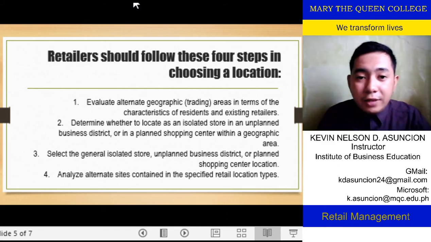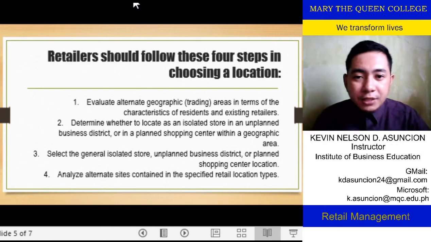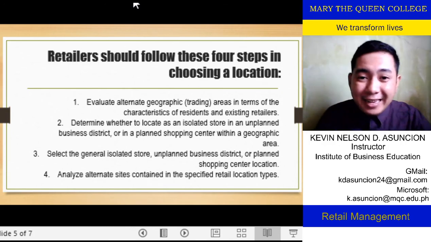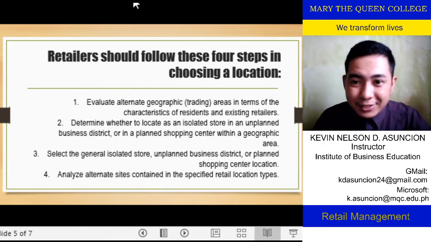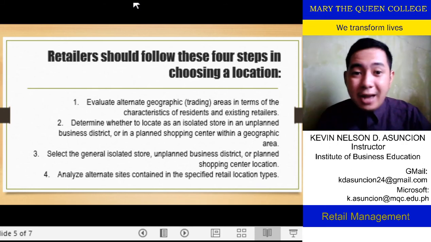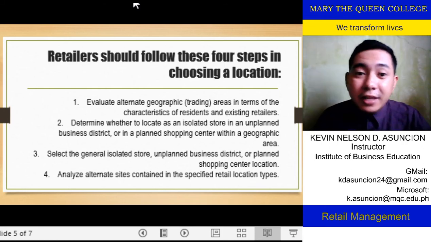You need to evaluate alternate geographic trading areas in terms of the characteristics of residents and existing retailers. So you will be ending up identifying and then understanding your customers. So yung pupuntahan mong lugar, intindihin mo, pag-aaralan mo ulit siya. Okay? So that's why there's marketing research.